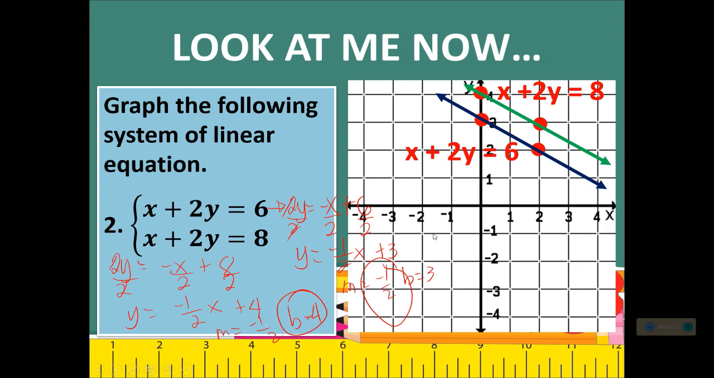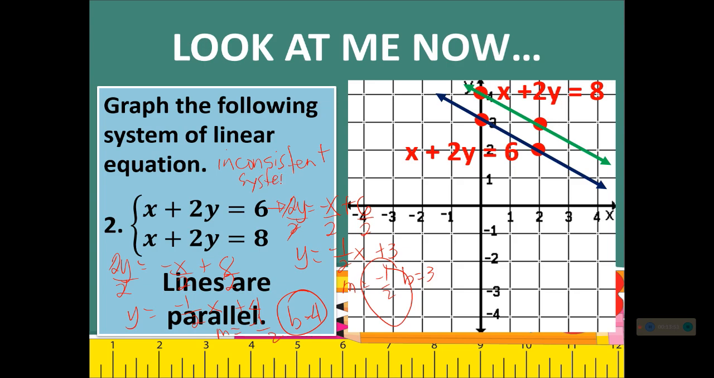Okay, so let's have the kind of system or the kind of graph first. What have you noticed on the given graphs? On the graph that we have obtained? Yes, the lines are parallel. Okay, so if the lines are parallel, the kind of system is what we call inconsistent. Okay, so again, inconsistent system.